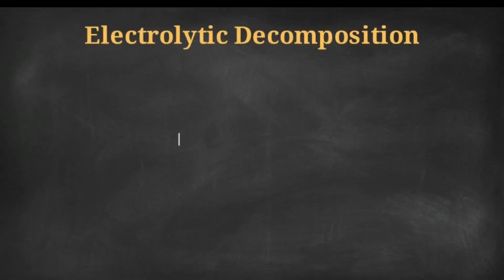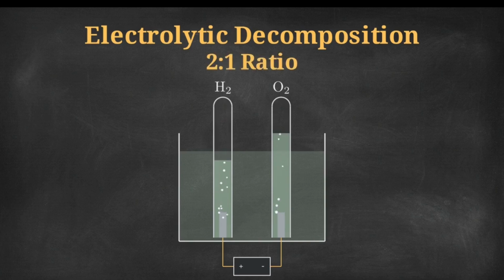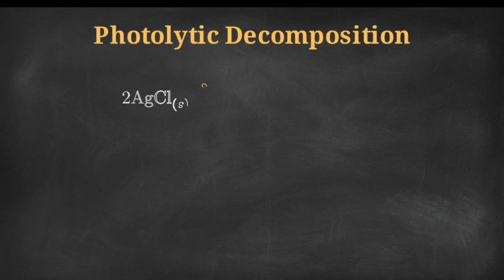Limestone breaks down into calcium oxide and carbon dioxide gas. That calcium oxide is the quicklime used to create the whitewash on these walls. Decomposition can also be triggered by electricity, as seen in activity 1.7. Passing a current through water splits it into hydrogen and oxygen. Since the formula for water is H2O, you'll observe twice the volume of hydrogen gas being collected.